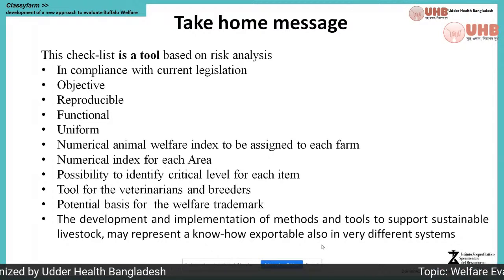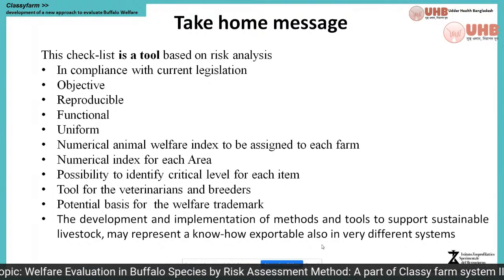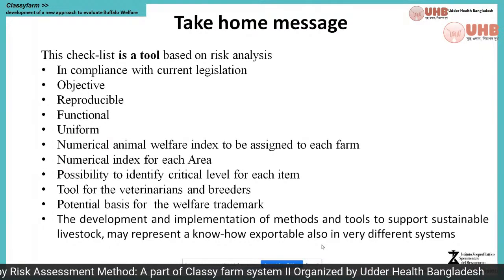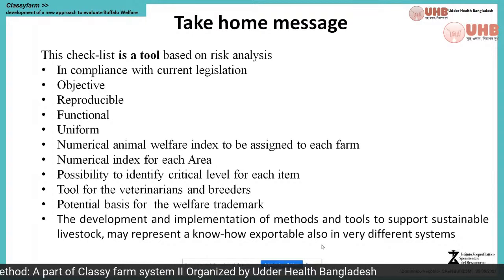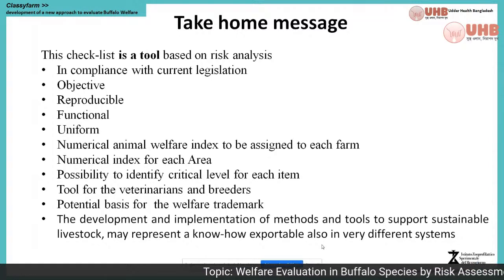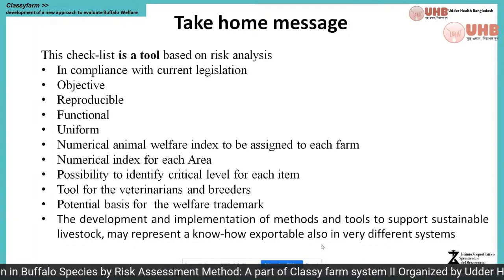The use of this tool will yield a uniform assessment of the level of welfare of buffalo farms and is preparatory to the development of a trademark for animal welfare. The development and implementation of the method and tool to support sustainable livestock may represent exportable know-how, also in very different systems. The method is unique. What changes, conforming to different conditions, are the hazards and ABM, for example, use of the pasture, etc.